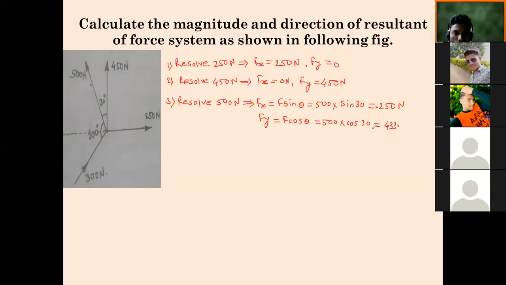Okay, next now Fy, F cos theta. What is the value? 433.01 Newton. So positive or negative? Positive. Fy component is positive. Where is it going, positive y-axis or negative y-axis? Positive, because it is going towards the positive y-axis.